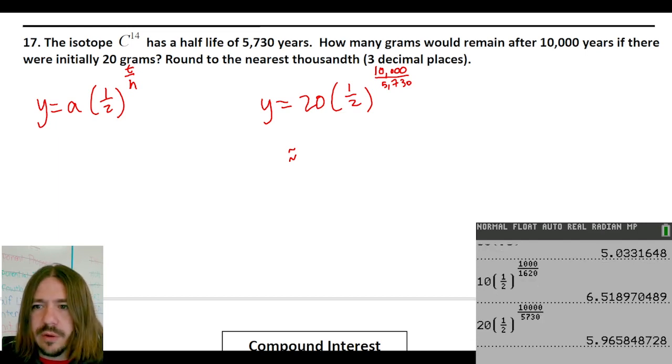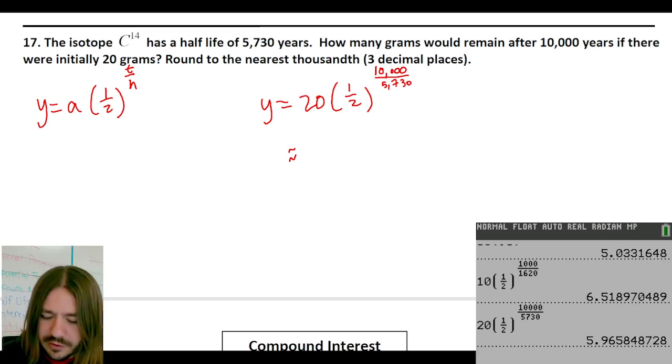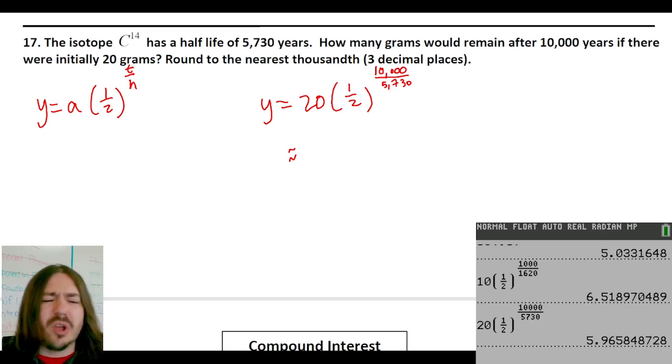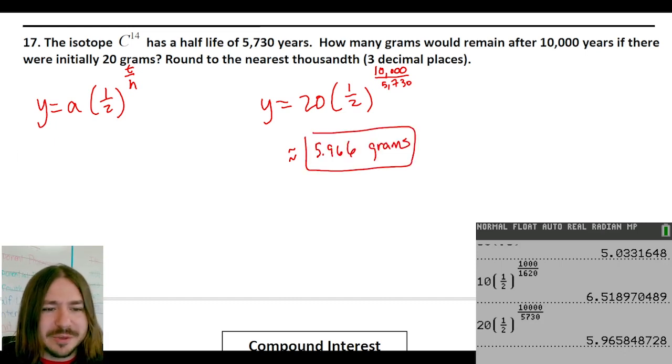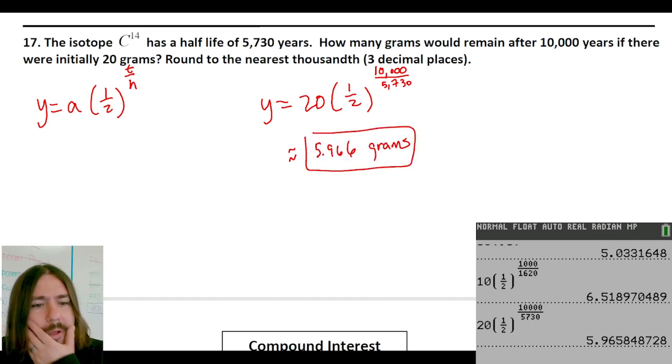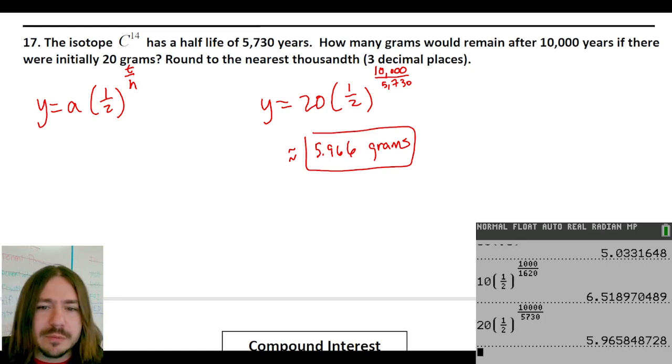All right, so there we go. We get a very similar number here, 5.96, and we'll round that up to 6 grams. So that's how many grams would be remaining. That's a long half-life. I guess this isotope takes a long time to break down. All right, so that's all the half-life problems. Pretty straightforward as long as you are comfortable with this formula.